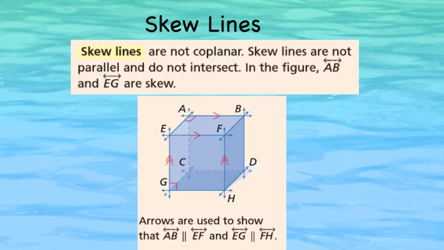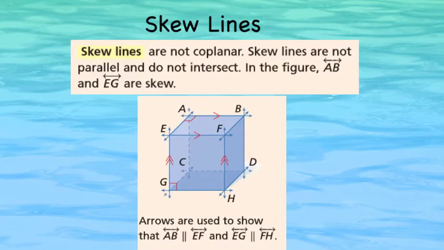Okay, skew is slightly different, so it is pronounced skew. I know it looks like it should be pronounced differently, but that's not right. We want to say skew. So skew lines are not coplanar, so they are not in the same plane. They are not parallel and do not intersect. So it's a little different than parallel. Parallel lines do lie in the same plane and don't intersect. These do not lie in the same plane and do not intersect.